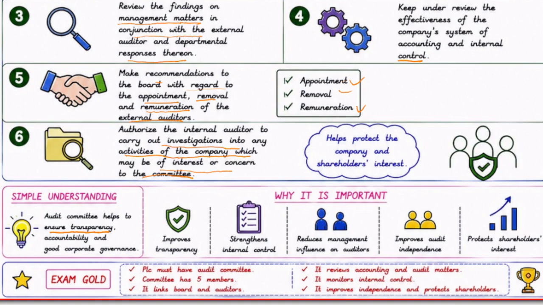So simple understanding: the audit committee helps to ensure transparency. What do we mean by transparency? I need to quickly explain. You see that we have 5 members in the audit committee. 3 are shareholders' representatives, and 2 are non-executive directors. So that means we have people from the shareholders and we have people from the directors.